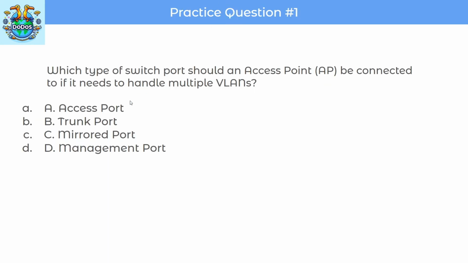So, let's do practice questions. Which type of switch port should an access point be connected to if it needs to handle multiple VLANs? A, an access port, B, a trunk port, C, a mirrored port, or D, a management port? The answer is B, trunk port.